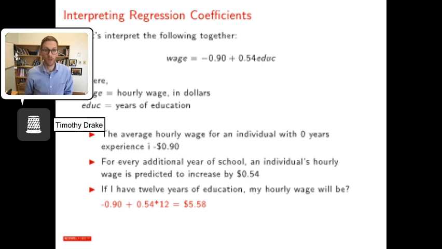Well, here it's pretty straightforward, right? We take our formula and we plug in the years of education that we have for the educ variable. So if we run that equation out, you can see we get an average hourly wage for an individual with 12 years of education, so a high school diploma, of $5.58.